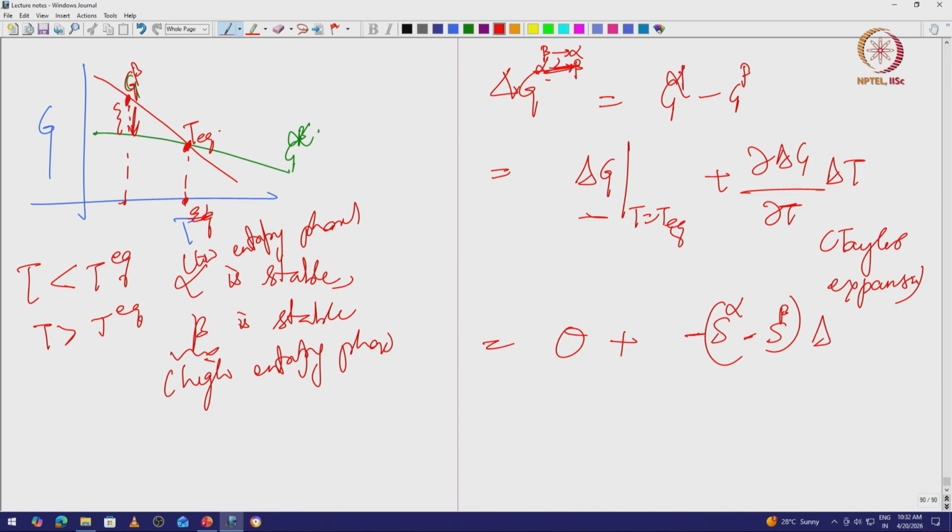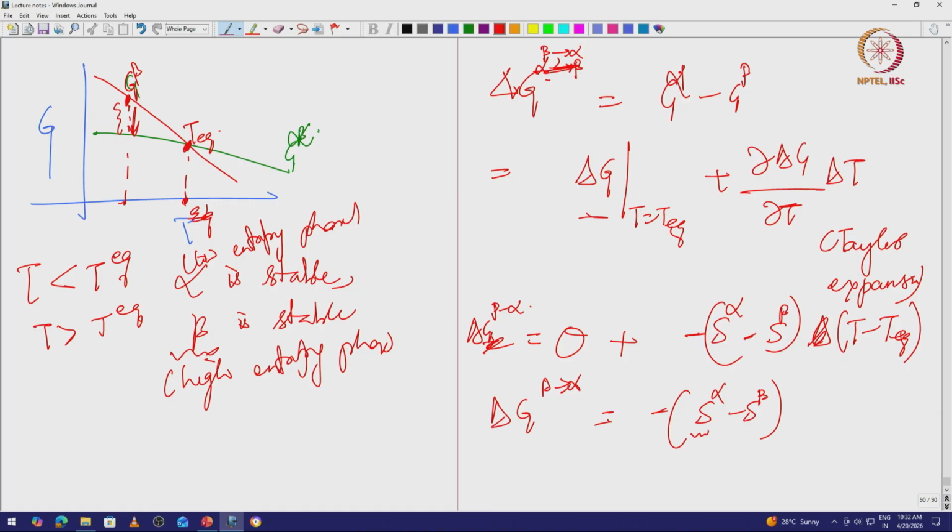Now, what is delta T? Delta T is T minus T equilibrium, right. So, that is the delta G for beta to alpha, for conversion of beta phase into alpha phase. Okay. So, it is minus of S alpha minus S beta, right. Now, that is a negative number, because S of alpha is less than S of beta, right. So, minus of that is a positive number times T minus T equilibrium, right. So, I am going to write this entire thing as S beta minus S alpha times T minus T equilibrium.